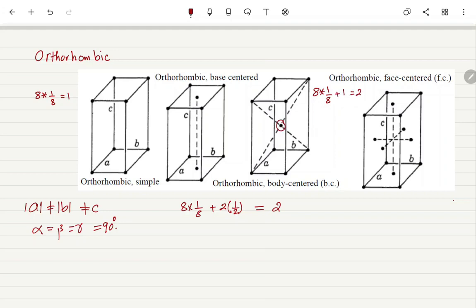Now the last one is the face-centered. In this one, there are 8 atoms in the corners, each atom sharing 1/8, plus in the middle of the 6 faces of the cube there is an atom. This atom is shared between this cell and the next one. So 6 times half. In total, the number of atoms sharing this cell is equal to 4.